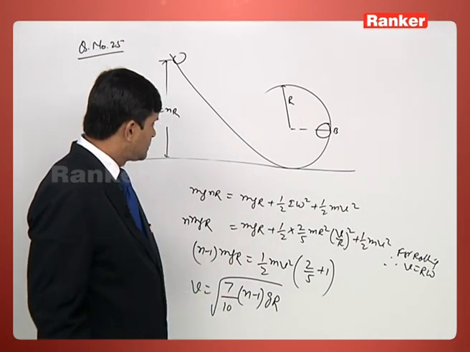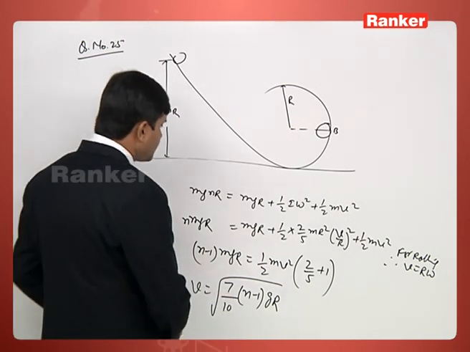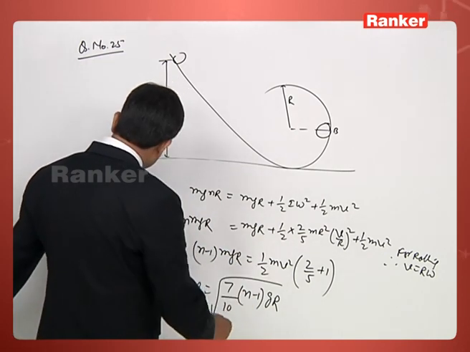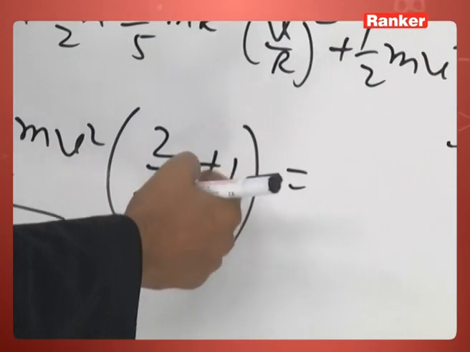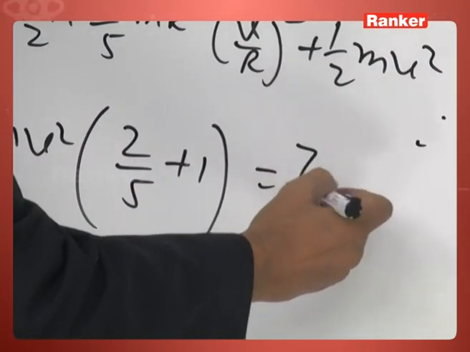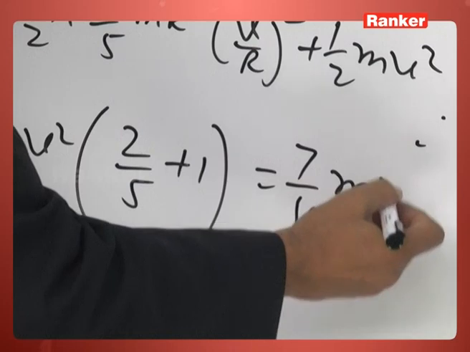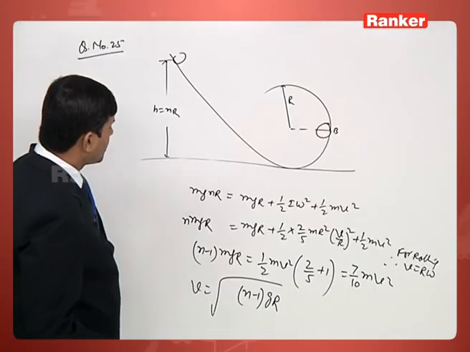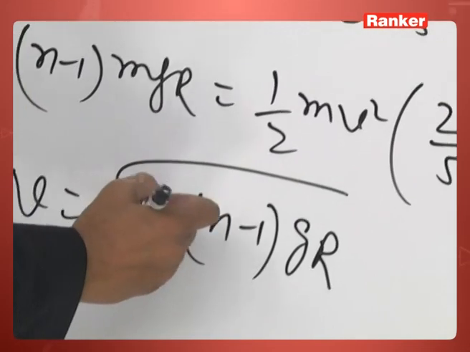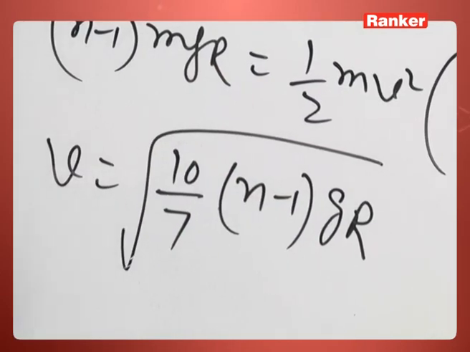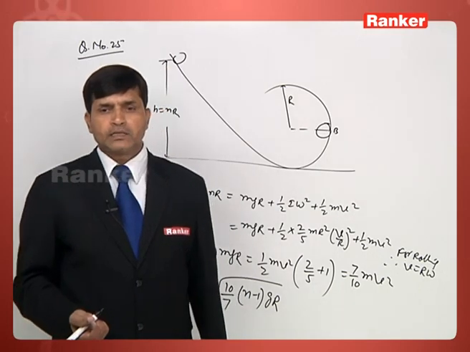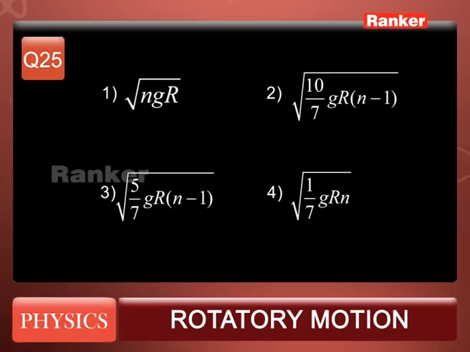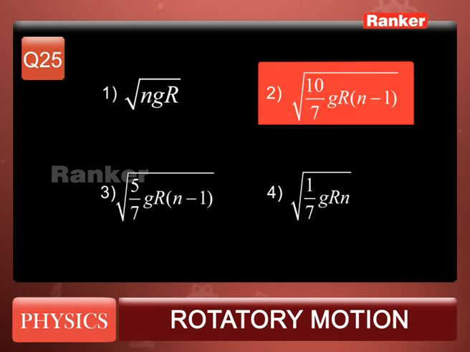So see, from here we can get, see, half mv square. Further we can write 7 by 5, 7 by 10. Then the option will be your 10 by 7 root gr. So option number 2 is the correct option. So hence answer is your, answer number 2 is the correct answer.